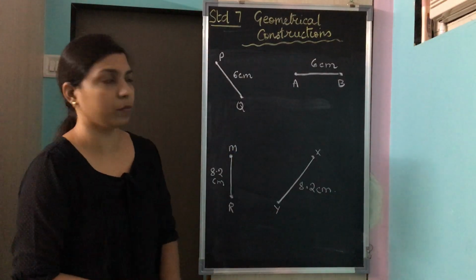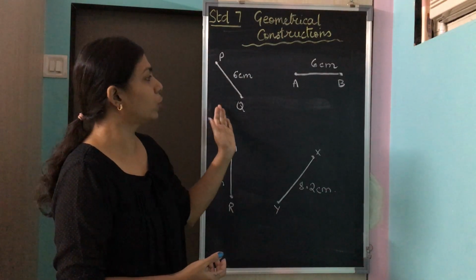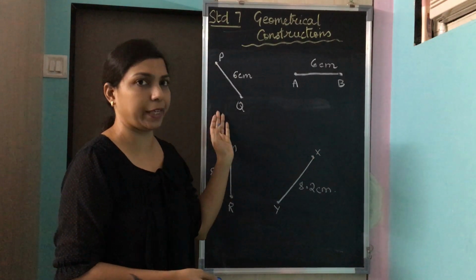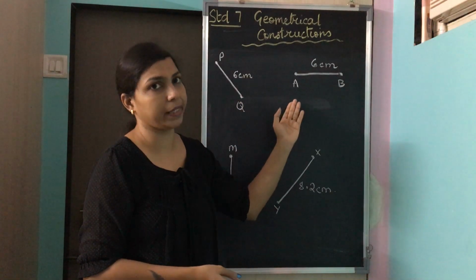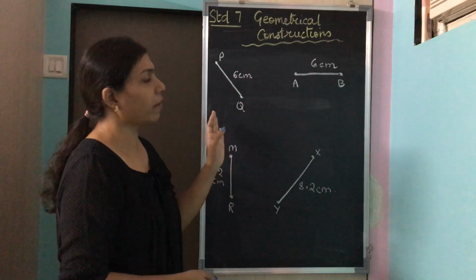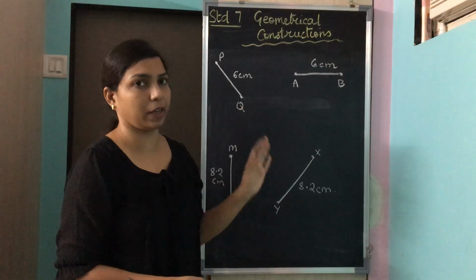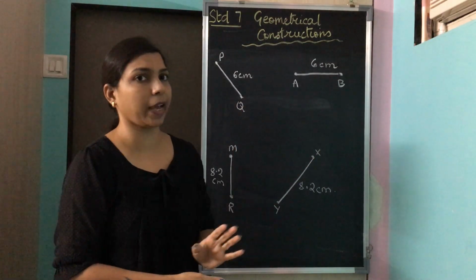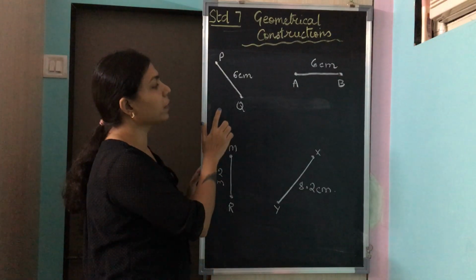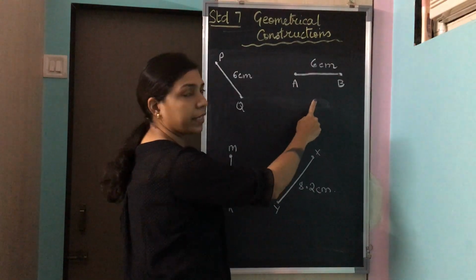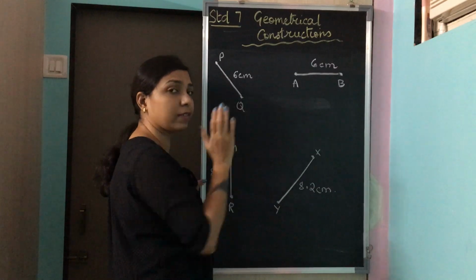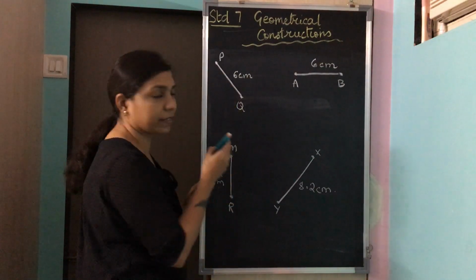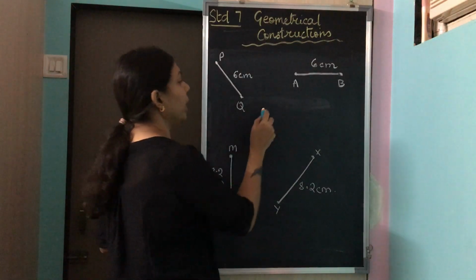Okay, so children, if you look at the board, I have drawn two segments over here. Here I have drawn segment PQ, and here I have drawn segment AB. Okay, and I have written the measurements for these particular segments: 6 centimeters, 6 centimeters. So in this case, I can say that segment PQ and segment AB both are having the same measurement, which is 6 centimeters. So when I have to write this down, I will write it in this way.